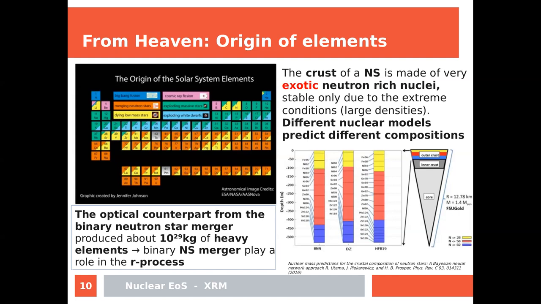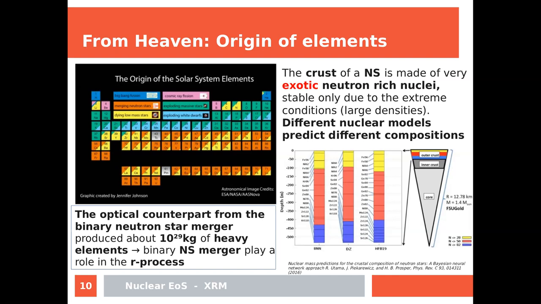So if you want, I can say it in another way. Densities are enough to ionize the nuclei. Therefore, nuclei see each other and form this crystal lattice. To understand which nuclei will form this crystal lattice as a function of the density or the pressure, you need again nuclear physics. And since the densities are very large, very neutron-rich nuclei, not possible to synthesize on Earth, appear as a constituent of the crust of the star.